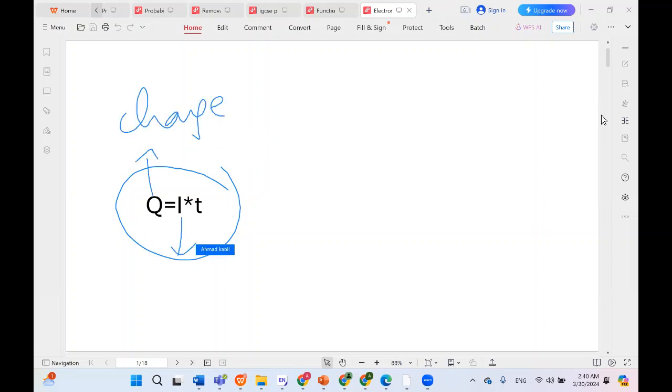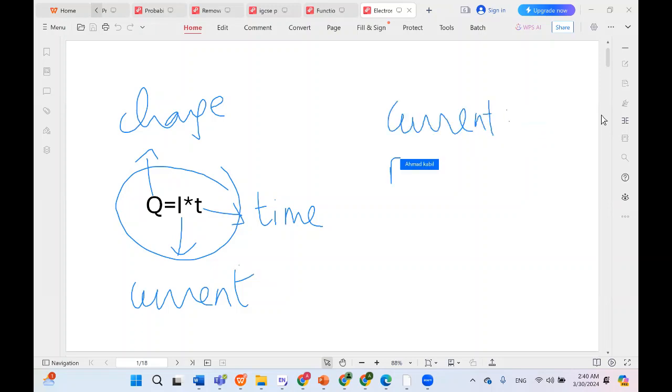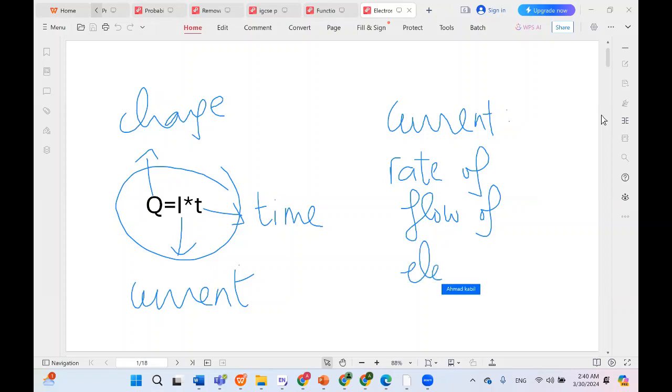I represents electric current, and T represents the time. And this tells us that the current multiplied by the time gives us the charge. And you should understand that this comes from the definition of what a current is, because a current is essentially the rate of flow of electric charge.